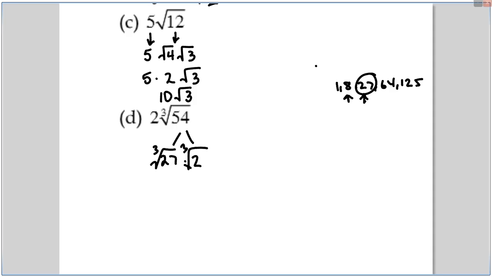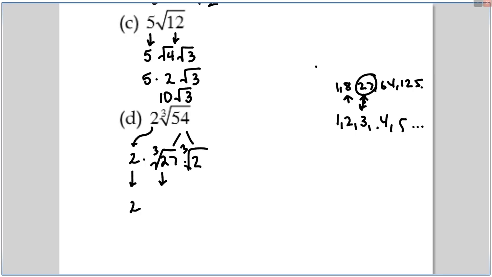And what do I do with that 2 on the outside? Just bring it down. It's all good. Bring down that 2. Simplify the perfect one. What does 27 go to on the list? 3, because 1, 2, 3, 4, and so on. So this one becomes a 3. And cube root 2 is not perfect, so leave it. Simplify the left side. 6 cube root 2. Is it easy? It is fairly easy once you do a few.